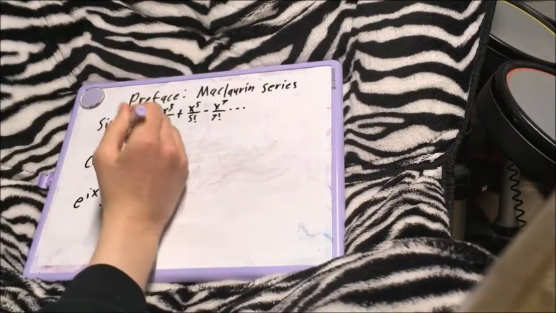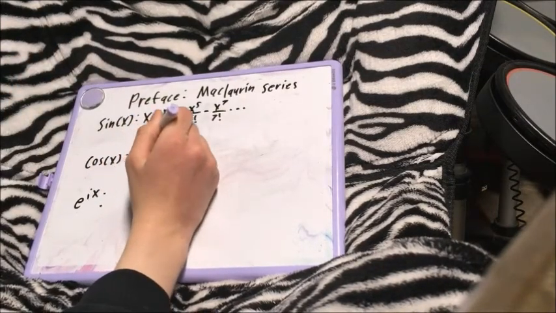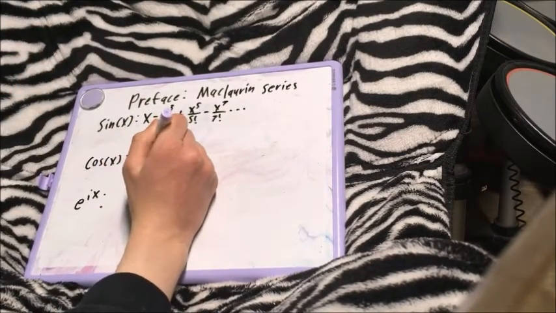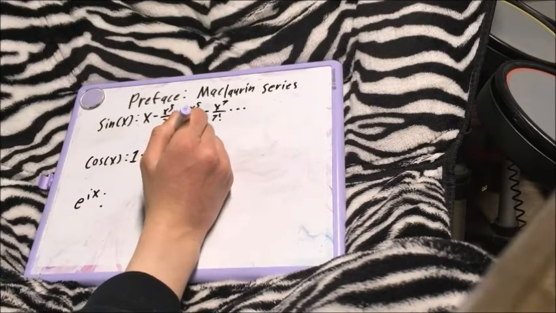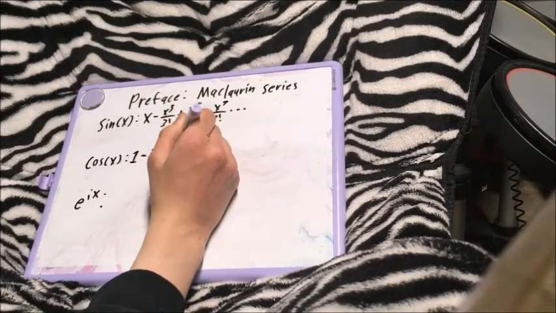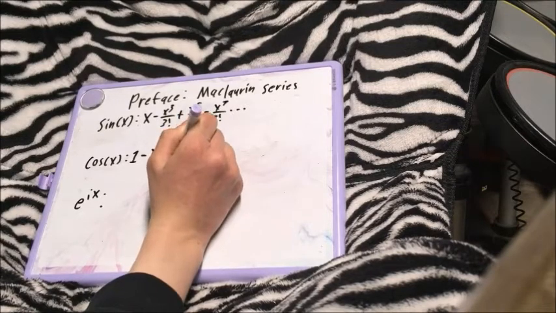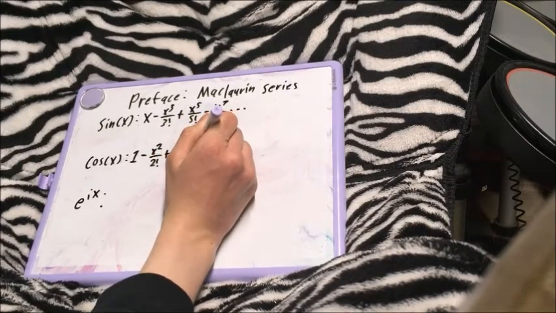For cosine of x, we know that's going to be 1 minus x squared over 2 factorial plus x to the 4th over 4 factorial minus x to the 6th over 6 factorial, on and on and on.